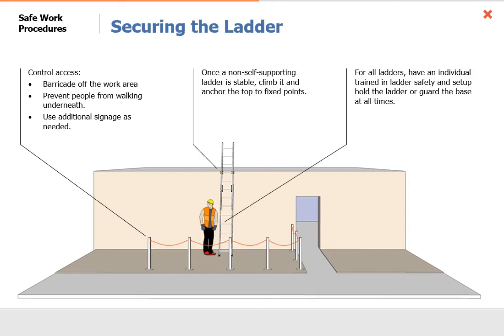When securing a ladder, we want to control the access to ensure that equipment or personnel do not knock over the ladder when not in use. Barricading off the work area is a way to prevent that. Prevent people from walking underneath, and use additional signage if needed.